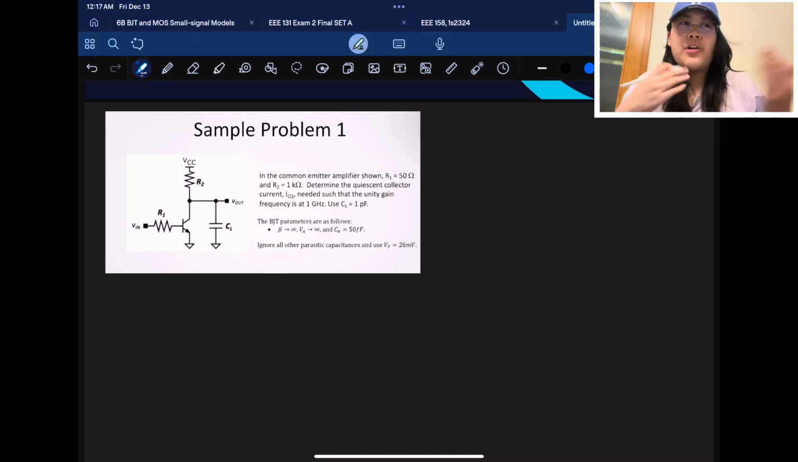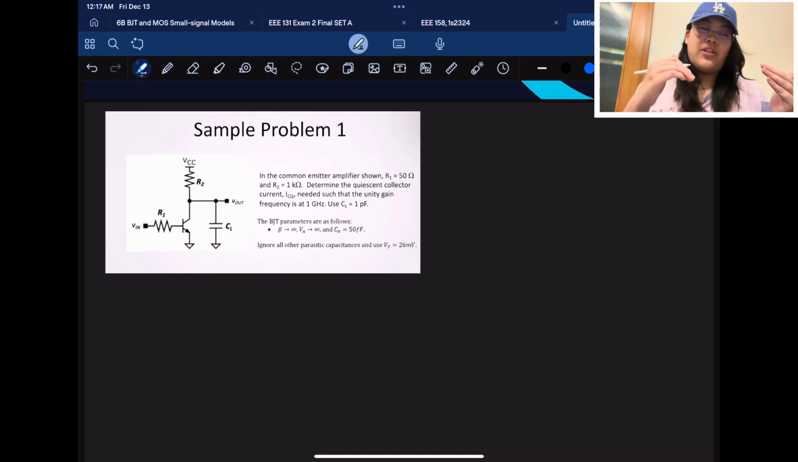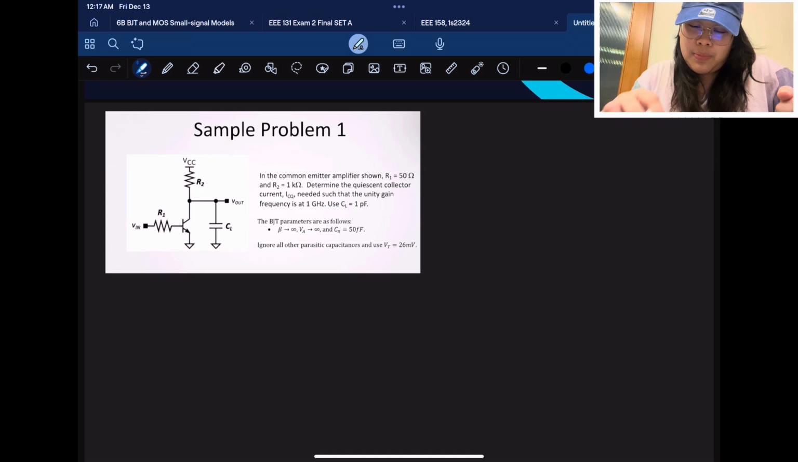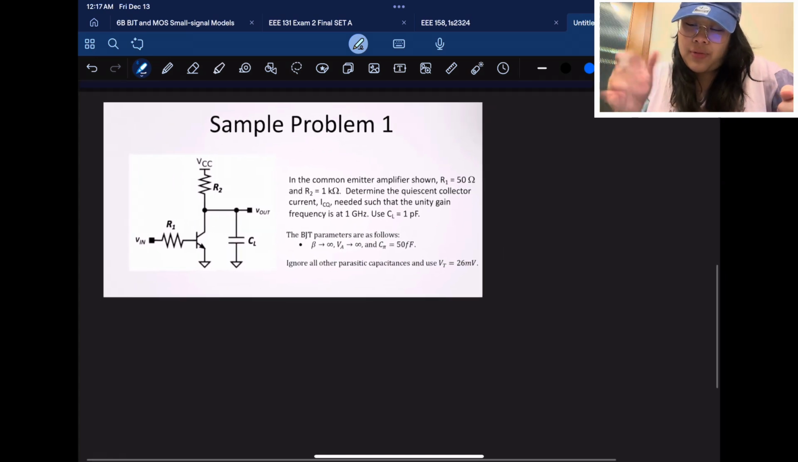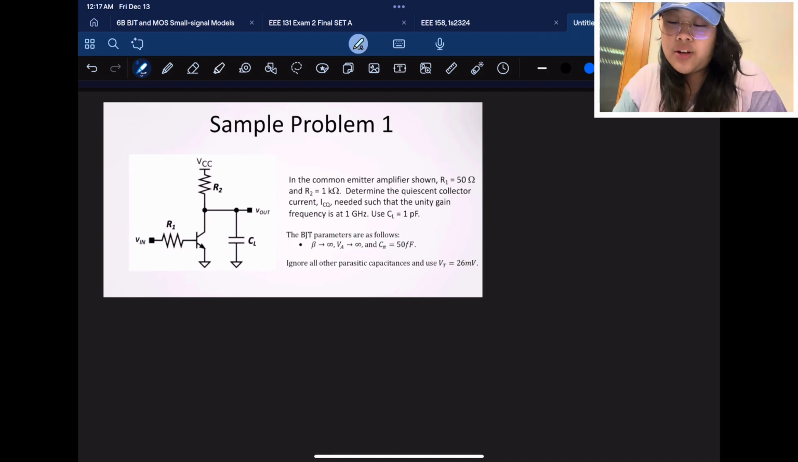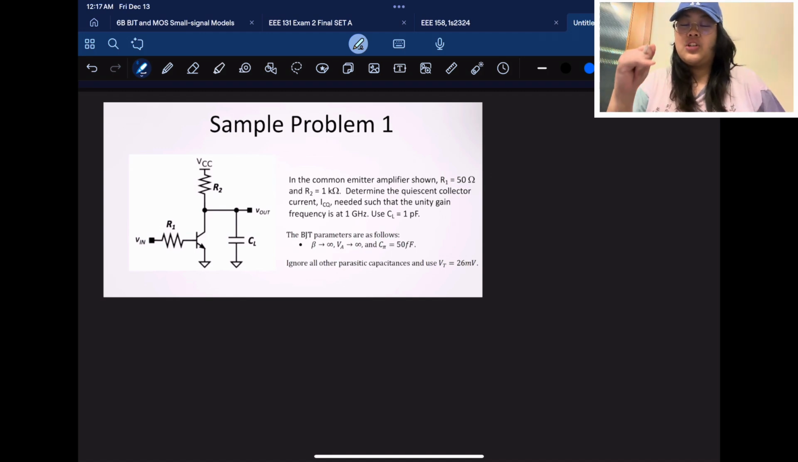I just watched it and I kind of wanna record it so that what I learned sticks with me. So here's a sample problem. In the common emitter amplifier shown, R1 is 50, R2 is 1K. Determine the quiescent collector current, which is ICQ.